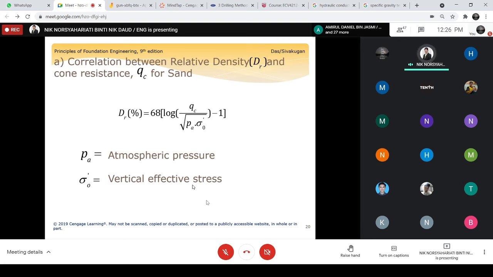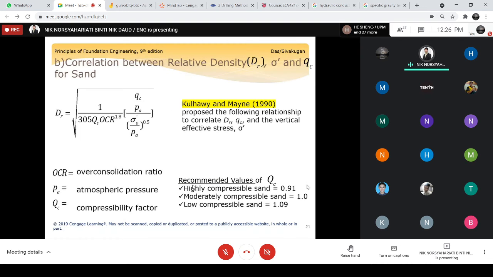So for this cone penetration test, CPT, we have a few correlations. The first one is the correlation between the relative density and the cone resistance, qc, for sand-type soil. You can use this equation to find the relative density if you know the cone resistance value and also the atmospheric pressure. This is common, right?